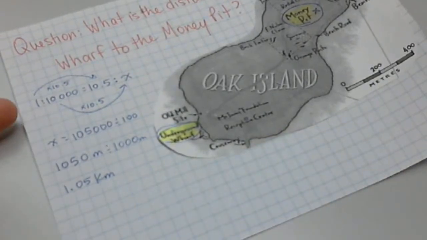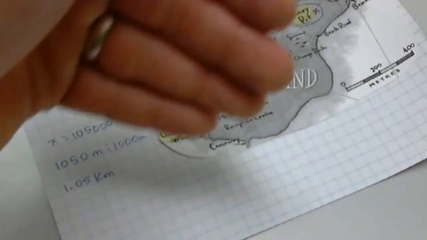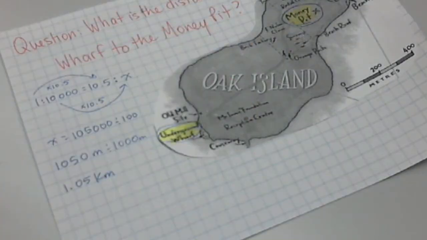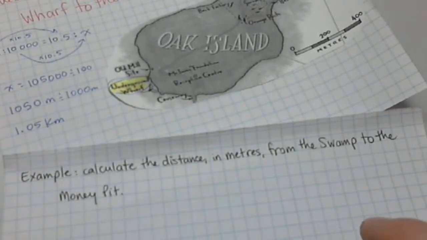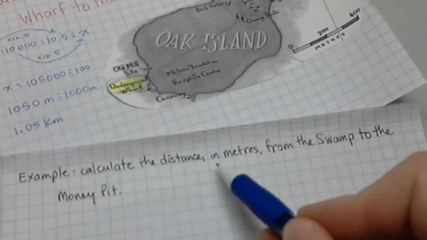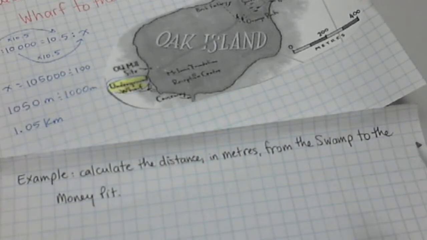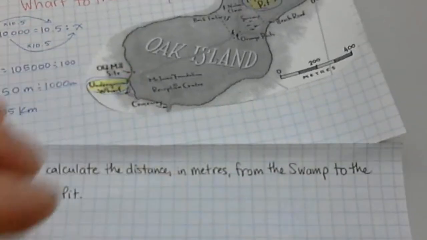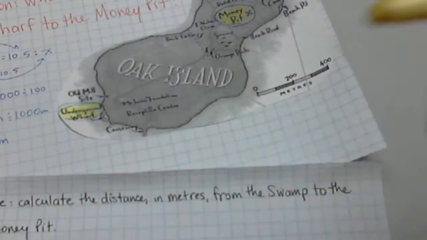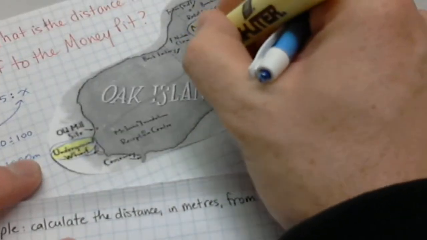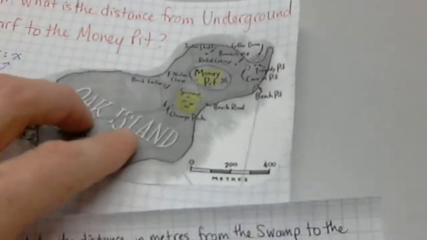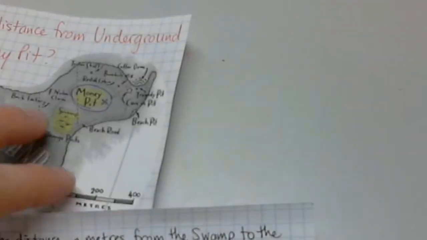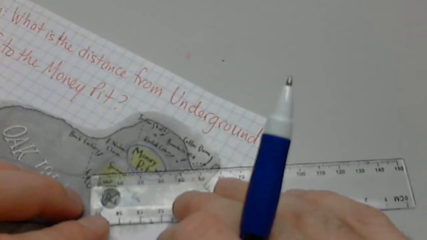We're using a proportion again, we're using a scale factor, we're measuring with a ruler to find distances on a map. In the next question, which is just some more practice, we're going to be calculating the distance in meters from the swamp to the money pit. I'll get my highlighter out again. Here's the map, and the swamp is right here, this area that I just highlighted. We're going to have to measure. Actually, I'm going to get out the millimeters because it's going to be a little bit trickier.